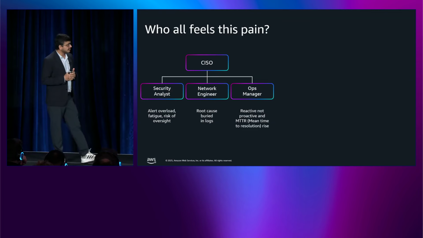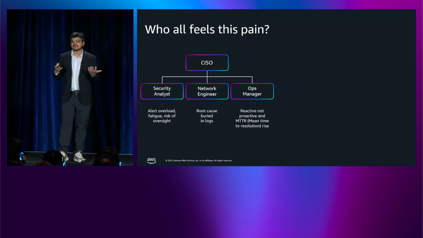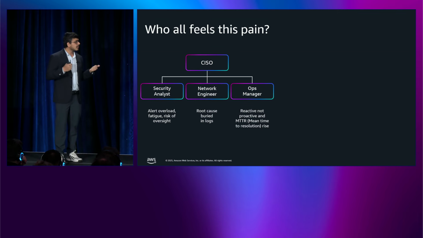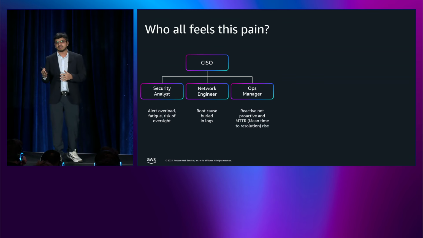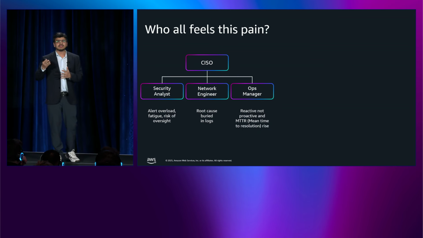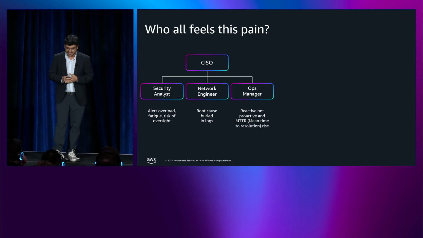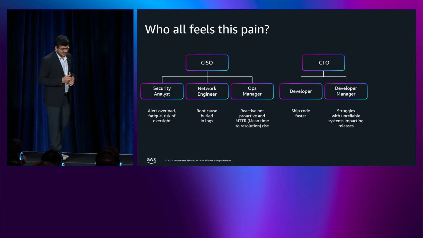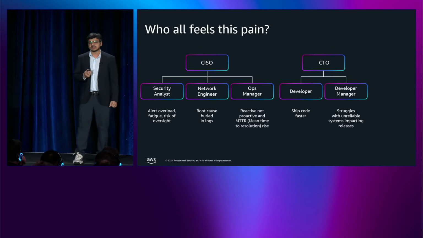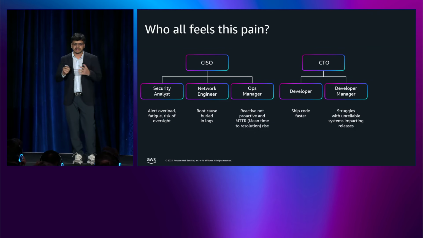Then the third one is the ops manager. Their view is not very different, but they are trying to reduce the mean time to resolution for any such errors. Most of the time, ops managers are reactive, not proactive. So we really want to build a system which is proactive in monitoring, so that it can tell you what the error is and what the resolution could be. Now if we get into the next layer, we have the CTO, who is focused on innovation, building the product, and working with the development team.